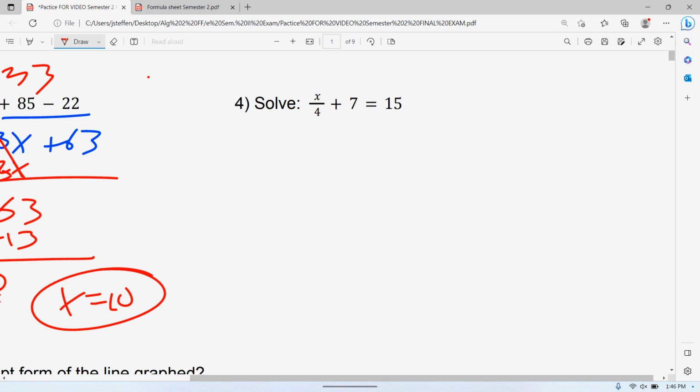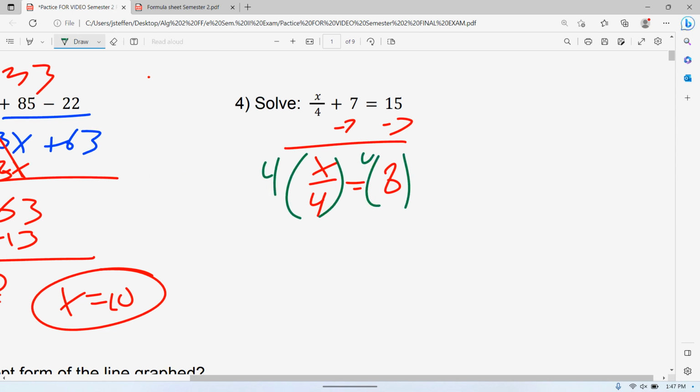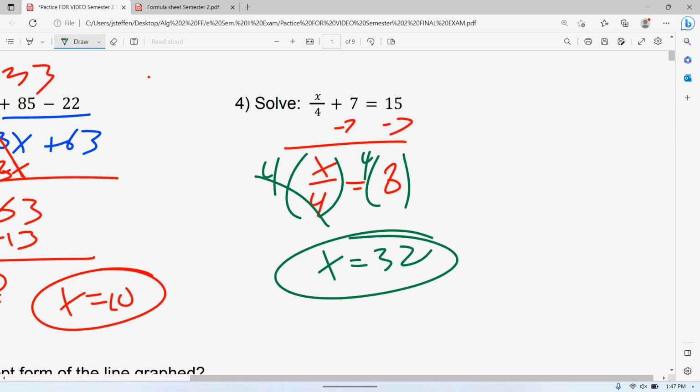Number 4, we did some questions like this a little earlier. I guess I should say, in the last chapter, we did some similar to this. But essentially, if you want to multiply everything by 4 right away and get rid of that, you can. I'm going to wait until the end, personally. 15 minus 7 is 8. Then from here, you multiply both sides by 4. That cancels that denominator, so we get x is equal to 32.